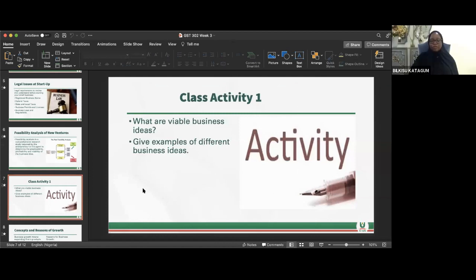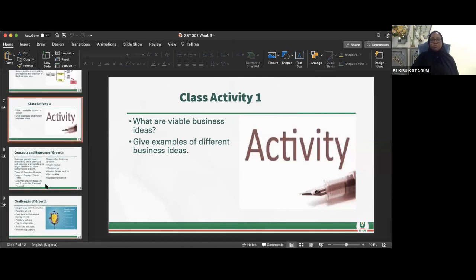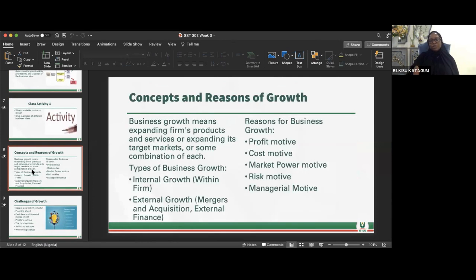Let me go over the remaining slides and then we'll take questions, because there's still just a few more, and we'll take more discussion too. Now the next thing I want to go over is the concepts and reasons for business growth. Basically, business growth is expanding a firm's products and services or expanding its target market, or sometimes both of them. So essentially, there are some firms that maybe have been in this business for a while, let's say 3-4 years. They now want to add more products into their product line.